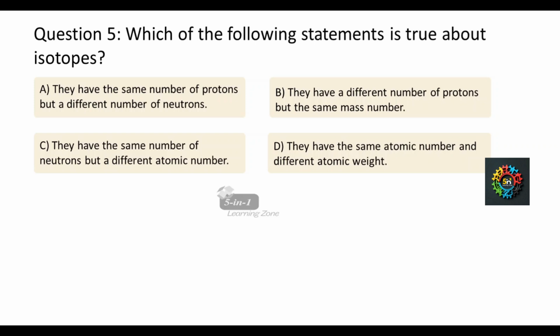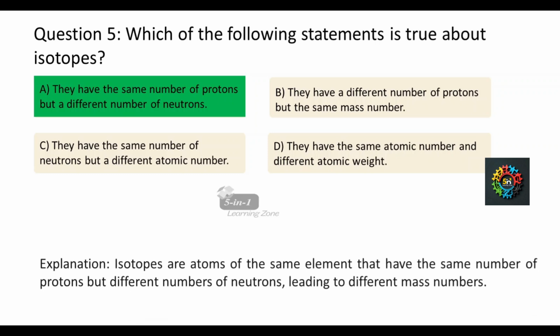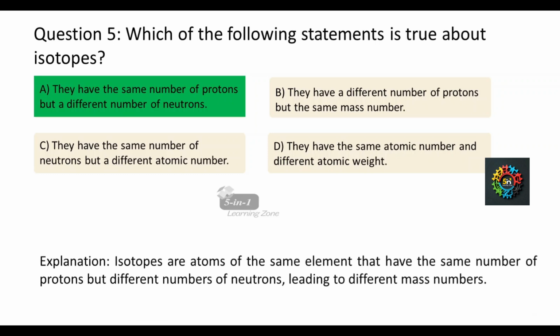5. Which of the following statements is true about isotopes? Answer: A. They have the same number of protons but a different number of neutrons. Explanation: isotopes are atoms of the same element that have the same number of protons but different numbers of neutrons, leading to different mass numbers.